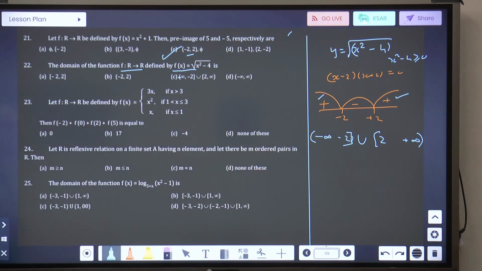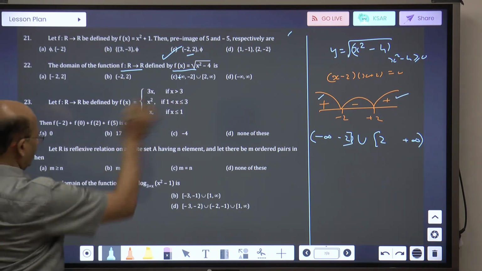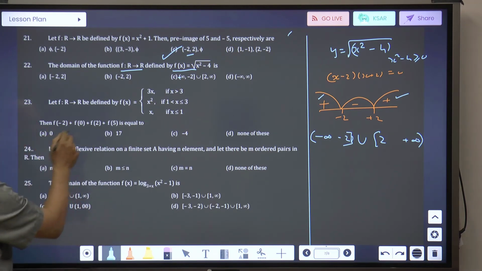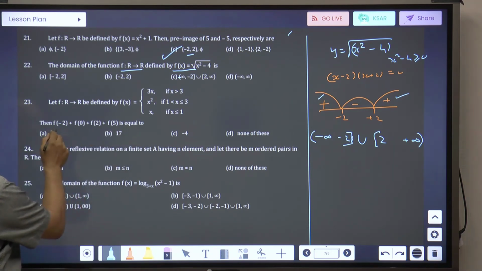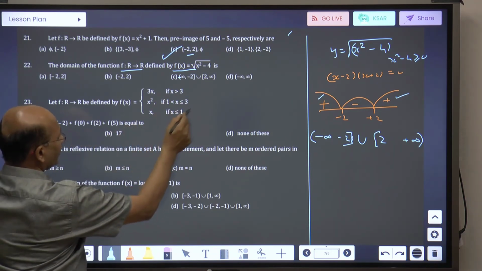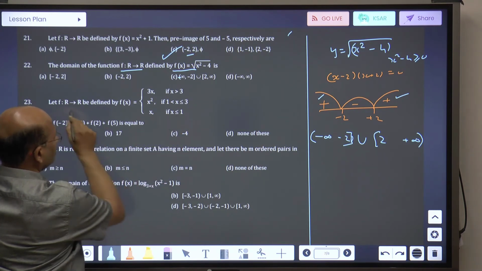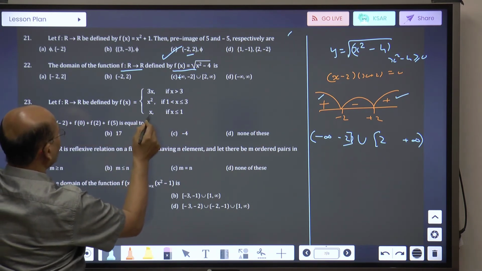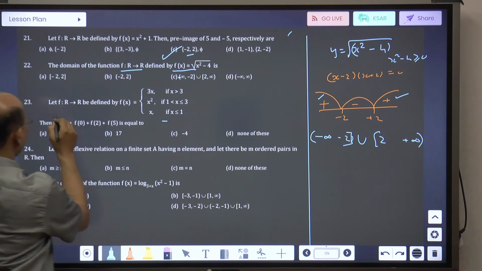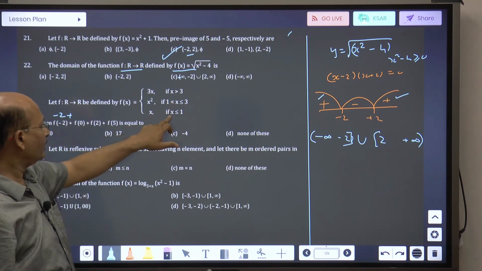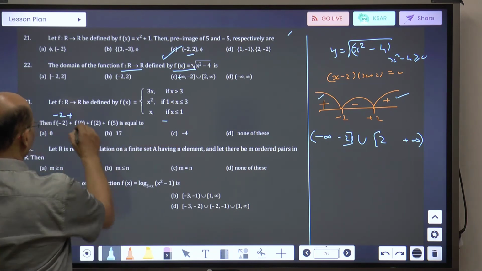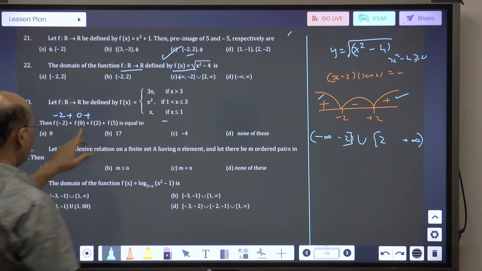Okay, so this is the way you go about it. Now this is based on composition of functions. I think everybody can do that part, right? So f(x) is given: f of minus 2 plus f of 0 plus f of 2 plus f of 5. Now hold on. f of minus 2. So if you see greater than 3, greater than 1, less than or equal to 1. So for minus 2, here it will be minus 2, plus f of 0. f of 0 is here only, x is less than or equal to 1, so f of 0 is 0, plus f of 2.